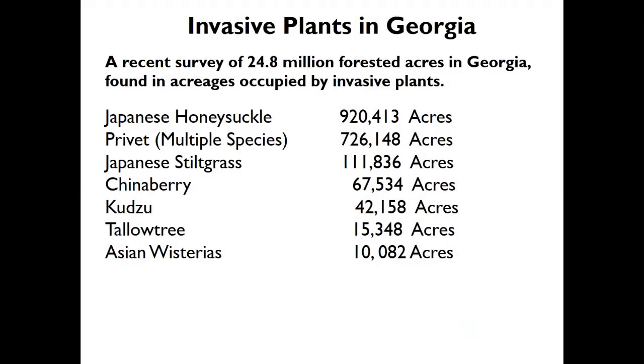A recent survey of almost 25 million forested acres in Georgia found acreages occupied by the following invasive plants. Over 920,000 acres of Japanese honeysuckle, followed by privet and Japanese stiltgrass, and you can see kudzu is down there fifth on the list. Everyone thinks of kudzu when they think of invasive plants, whereas there are others that are worse.